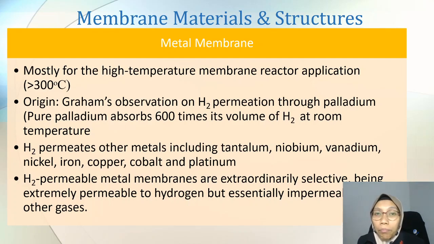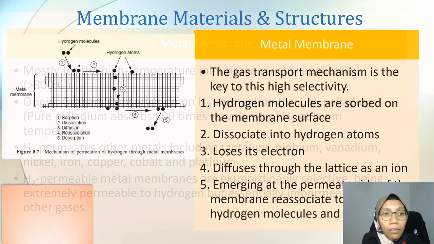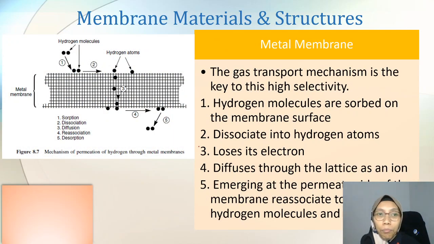Actually, the membrane is highly permeable towards hydrogen gas, but not for other gases. So this is the mechanism of the gases in the metal membrane. What happens is, the hydrogen is absorbed onto the membrane surface.